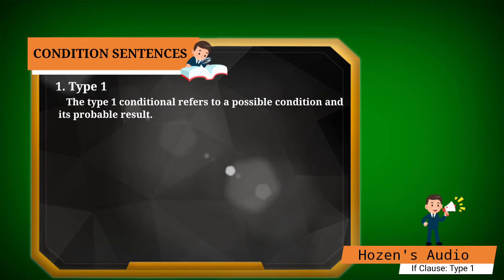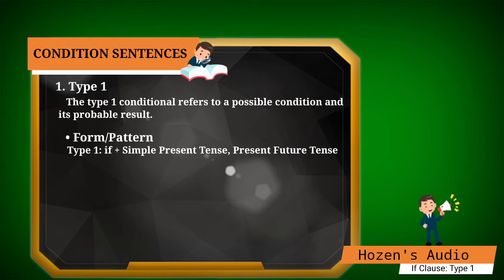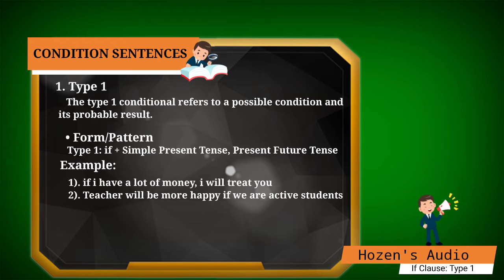Next, the form of type 1 is if plus simple present plus simple future, and the meaning is possible in the future, or we can say in Bahasa, rencana or harapan. The examples: first, if I have a lot of money, I will treat you. And then, the teacher will be happier if we are active students.